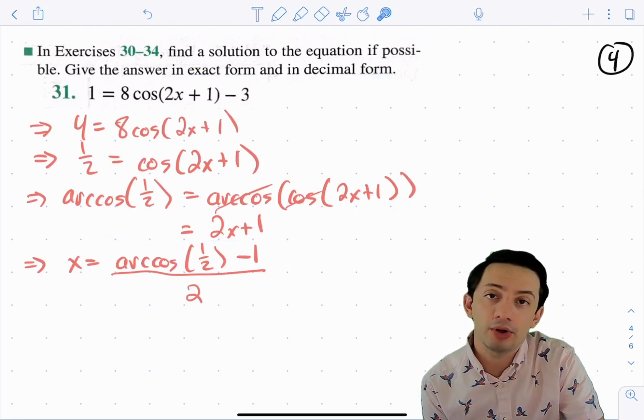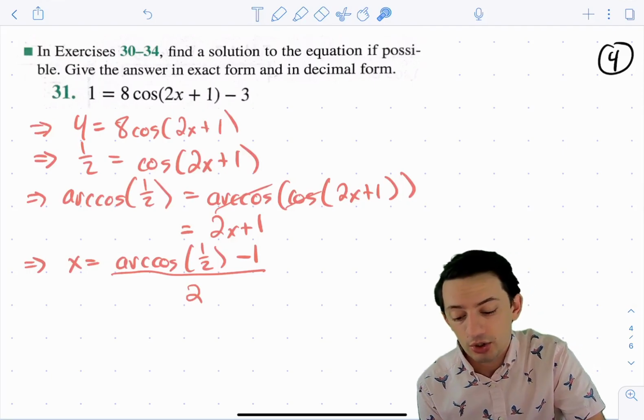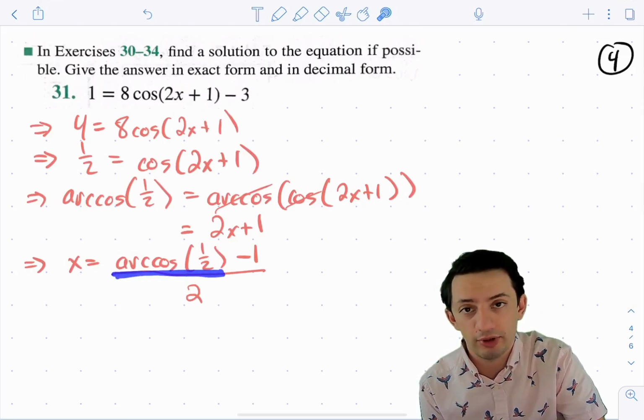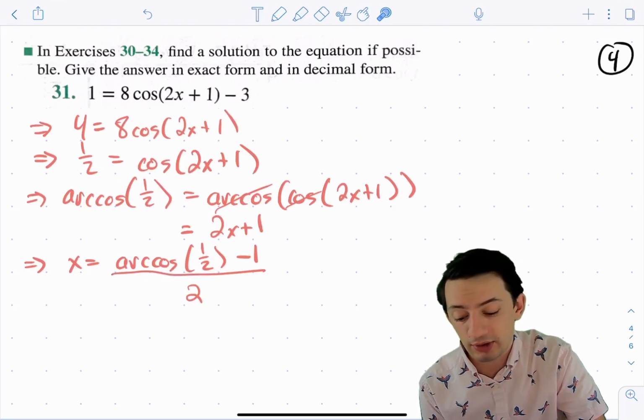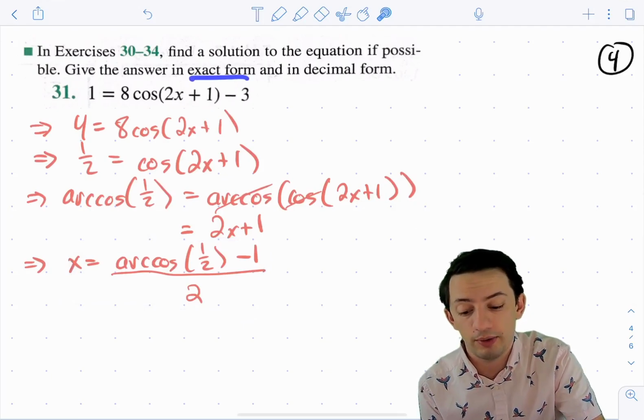If you remember your unit circle from the last time that you took pre-calculus, you might remember that arc cosine of 1/2 is pi over 3. If you don't remember that, that's okay. For now, because I didn't tell you you need to know that, this is a good exact form.